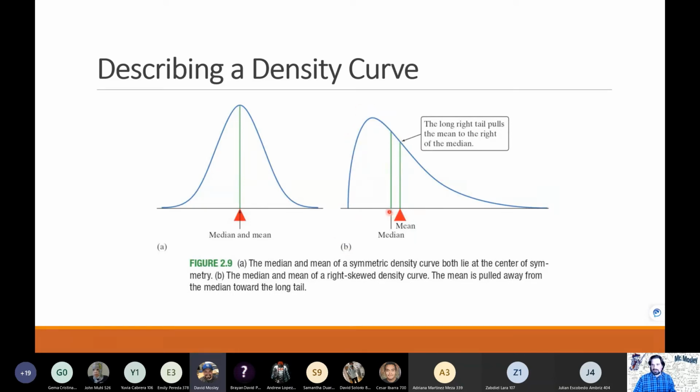The median is the cutting it in half point. 50% of the data is over here, 50% is over here. The mean is our balance point, and it is pulled in the direction of the skew. Again, this follows what we've talked about previously about distributions.